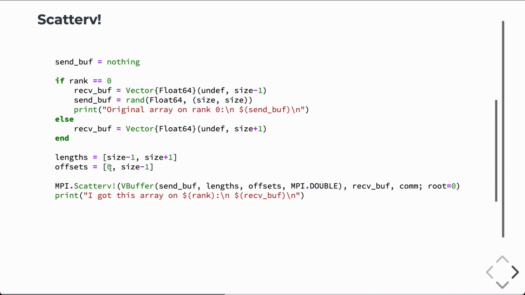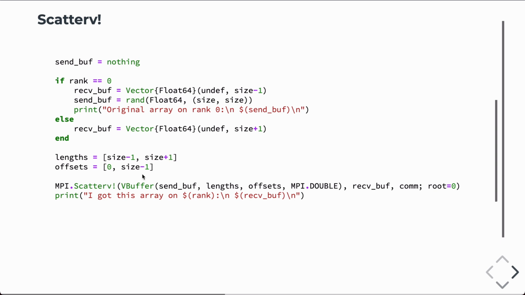And then the offsets. These are where in the array you're going to start the send command from. For the first processor, we're going to start at the beginning of the array, so 0 offset, and we're going to send size minus 1 entries, so in this case, that's 1. And then the next offset will start at the first entry of the array, the index 1, and then have a size plus 1 length, so in this case, 3.